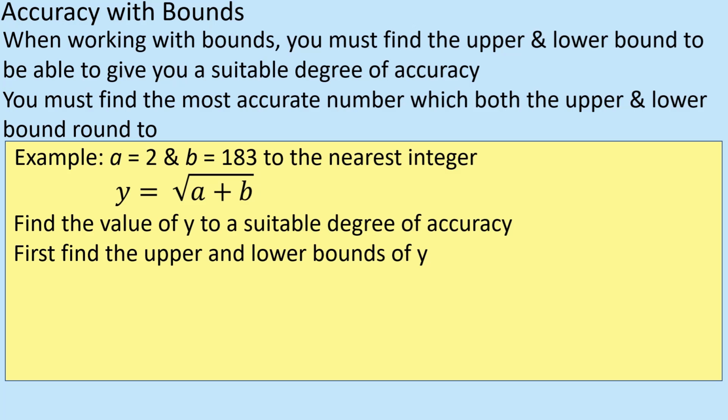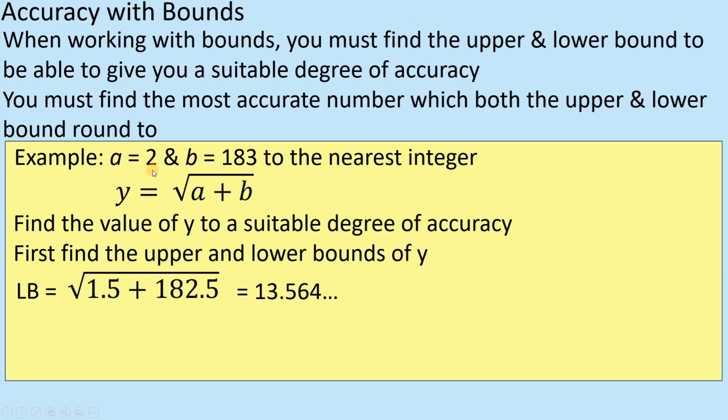In terms of upper and lower bound, let's go for the lower first. The lower bound for a, which is 2, is 1.5. That's the lowest it could be. And for b it's 182.5. Again, that's the lowest it could be. So add those two and square root it, and you've got 13.564. So that's your lower bound, basically your lowest solution based on the information you've got.